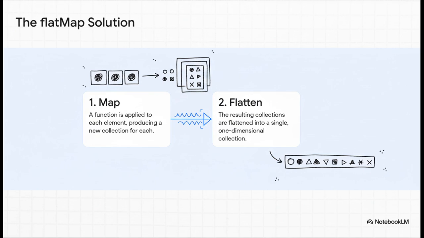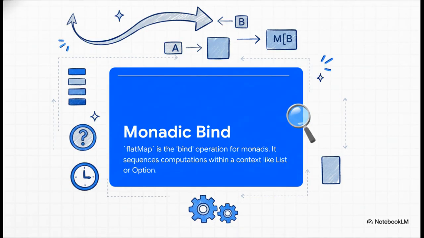And this is where flatMap comes in to save the day. The name tells you everything you need to know. It does a map, and then it flattens the result. It's like doing a map and then a flatten all in one go. So it takes that awkward nested list of lists and just collapses it down into one beautiful, simple, flat list. Problem solved.